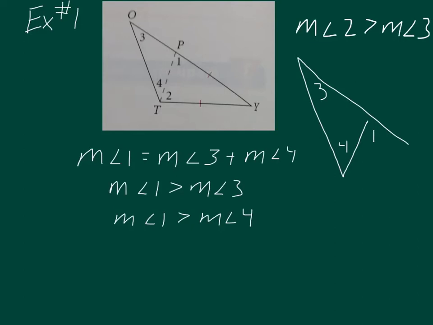So both, 1 is bigger than 3 and 4. And if you remember, angle 1 was congruent to angle 2. So the measure of angle 2 has to be greater than, well, the measure of angle 1 was equal to the measure of angle 2, so the measure of angle 2 must be greater than the measure of angle 3.